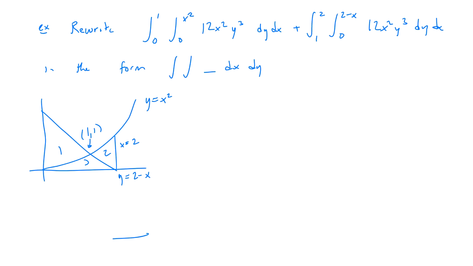Right. So 3 is the region we want, because in region 3, from 0 to 1, the bottom curve is 0 and the top curve is x squared, and then from 1 to 2, the bottom curve is 0, and the top curve is 2 minus x. So as I said, now what I want to do is rewrite it in this form.